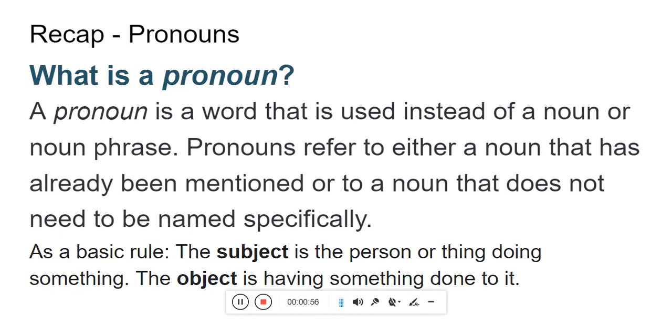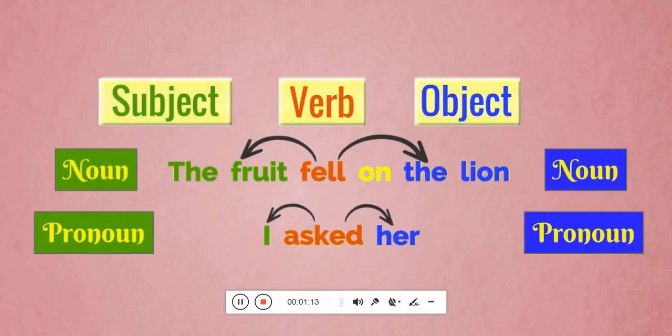Here I would like to remind you of a basic rule. What is the subject? The subject is the person or thing doing something. The object is having something done to it. Now let's see this simple example. The fruit fell on the lion. In this sentence, two nouns are there: the fruit and the lion. The fruit is the subject and the object is the lion. The fruit fell on the lion.